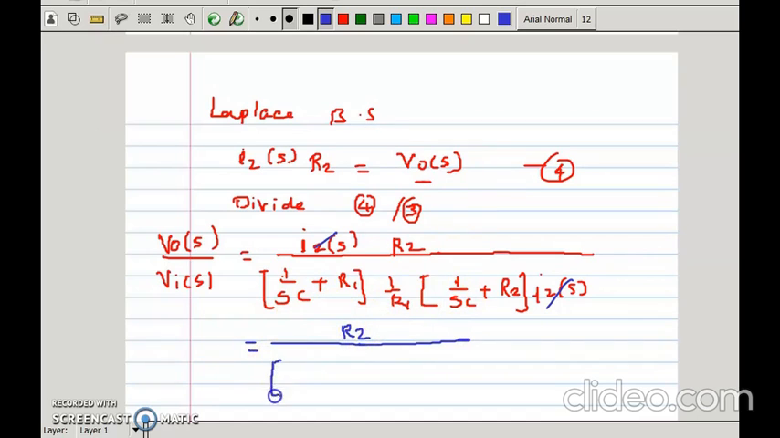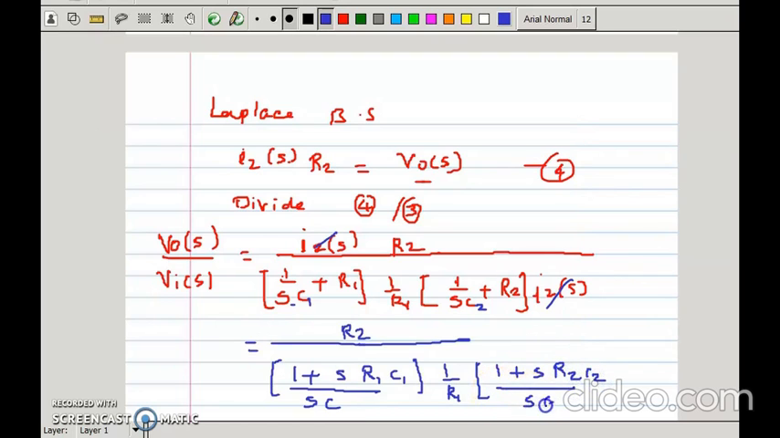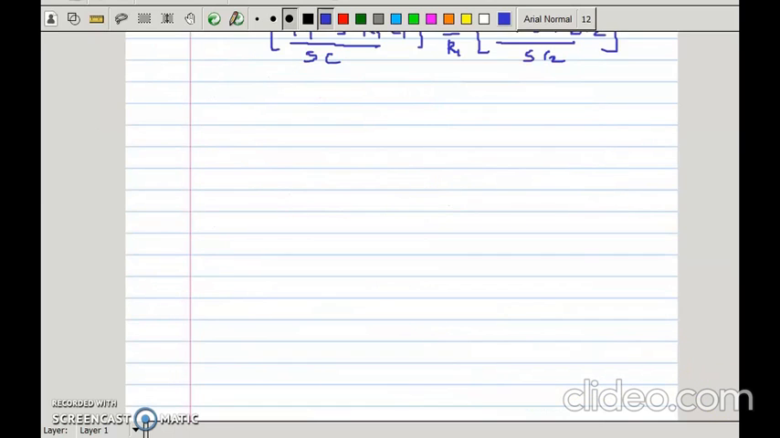So what to do? 1 upon SC. Can we multiply this term? So 1 plus, when we cross multiply SC into R1, it is S R1C, right? Again, can we call this C1, okay? This is C1, and this is C2, divided by SC. In the bracket, outside the bracket, there is 1 upon R1, and again here can we cross multiply? So 1 plus S R2 C2 divided by SC2, okay? This is your final answer, or we can put the values, okay?